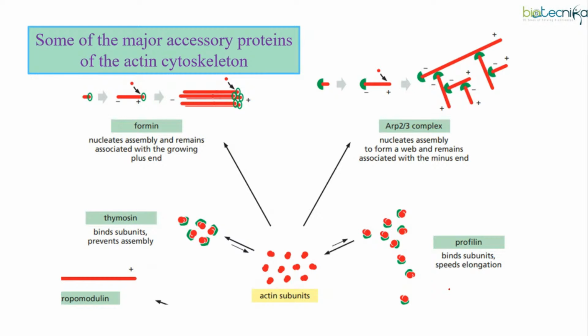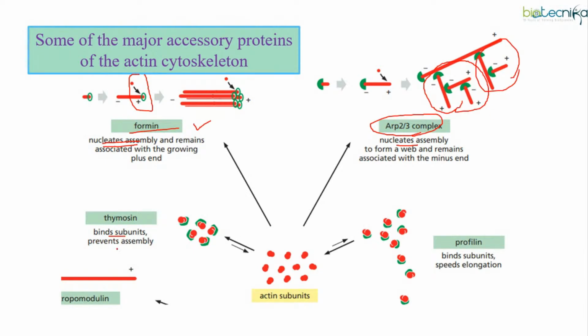Now, if you look into the accessory proteins related to microfilaments, as I told you, we have formin. It will go and bind towards the plus end, that is the growing end, and helps in the nucleation. Nucleation means assembly only. ARP2/3 is involved in nucleation, but remember it will form web-like structures, or you can say branched structures. Formin is involved in unbranched structures, and ARP2/3 in branched structures.